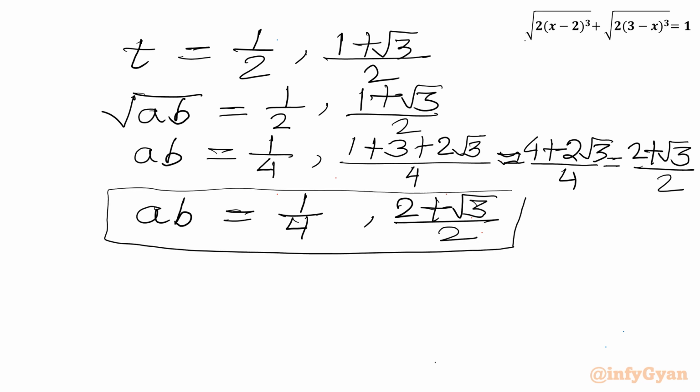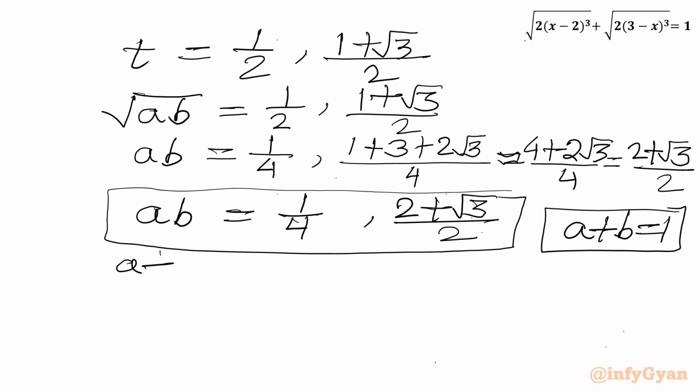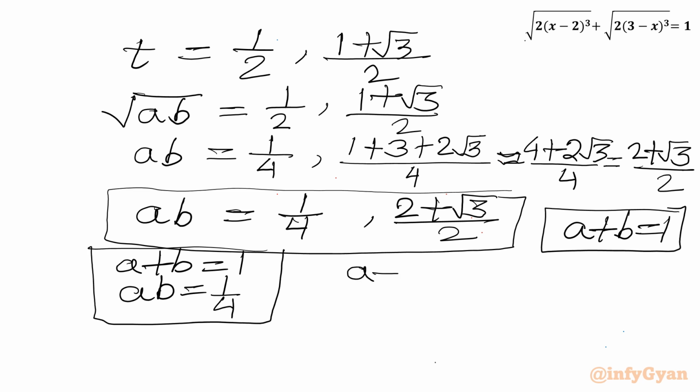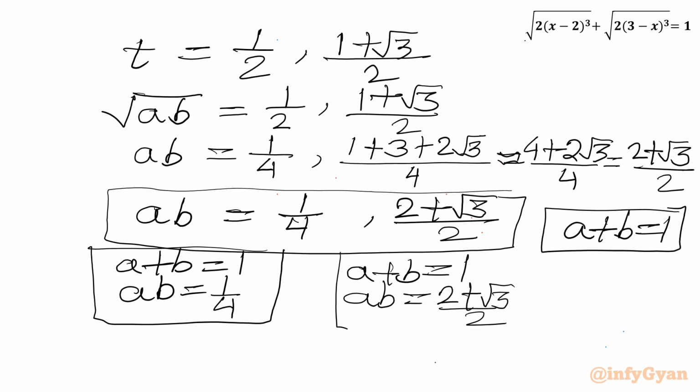Now we have our equation number 1, A + B = 1. Now I can frame two systems. A + B = 1, AB = 1/4 is our first system. And the second system, A + B = 1 and AB = (2 + √3)/2. We have to solve these two one by one. Let me consider a quadratic equation whose roots are A and B. This is the sum of roots, this is the product of roots.